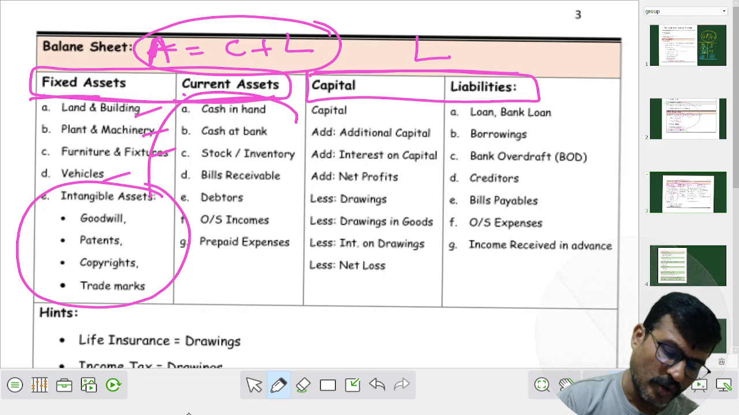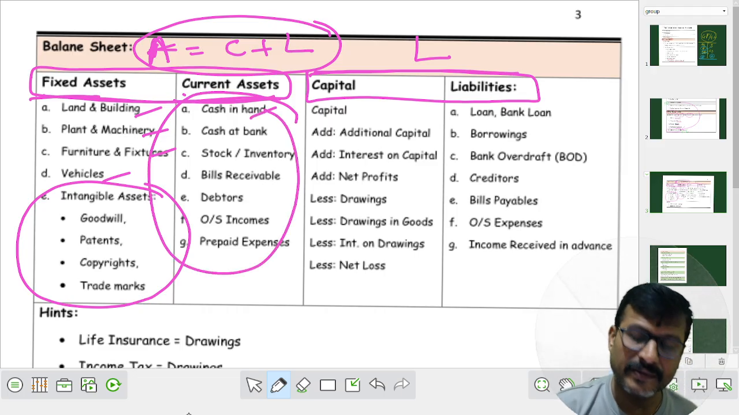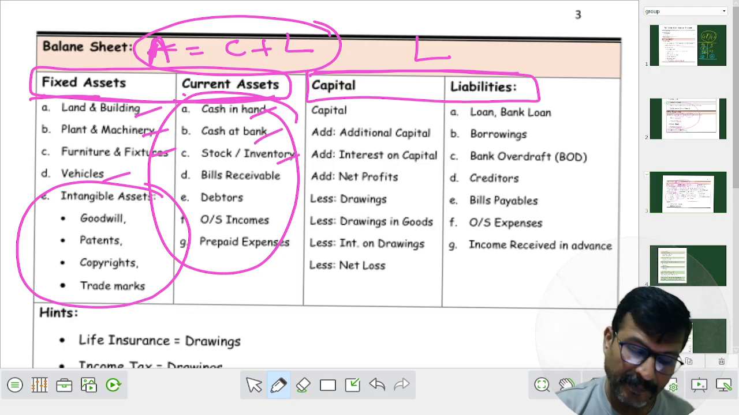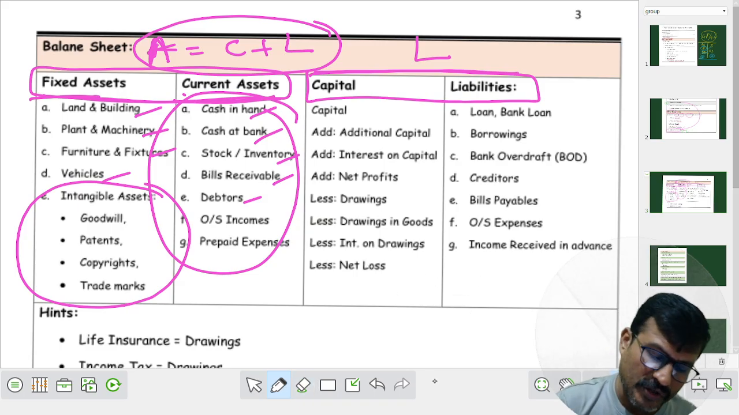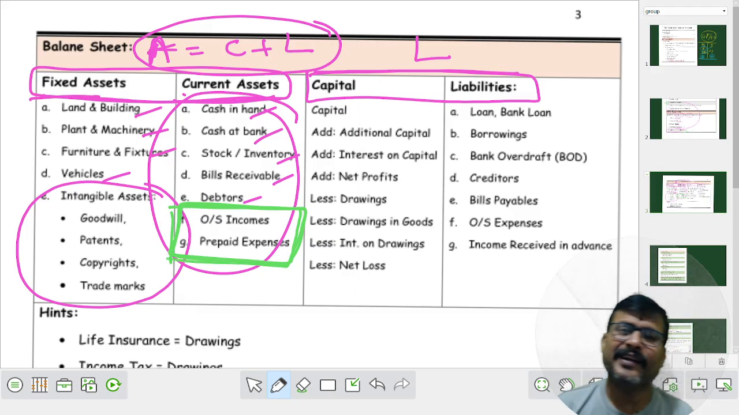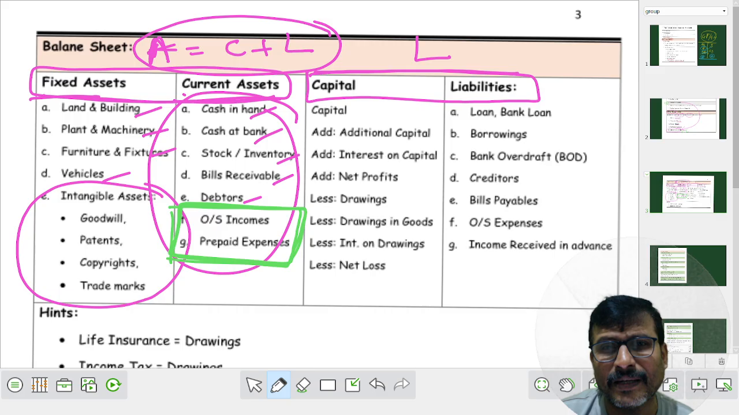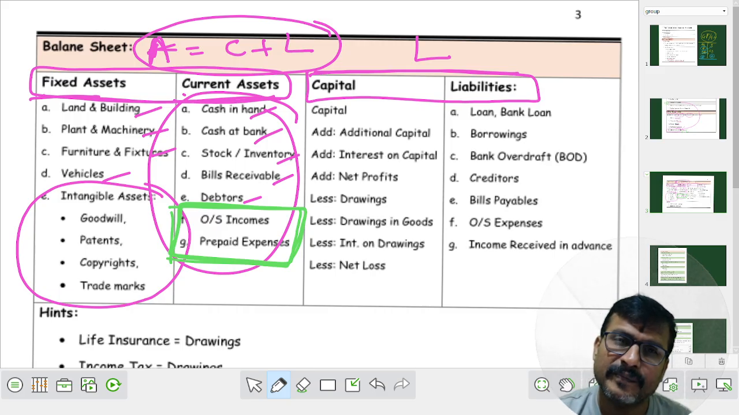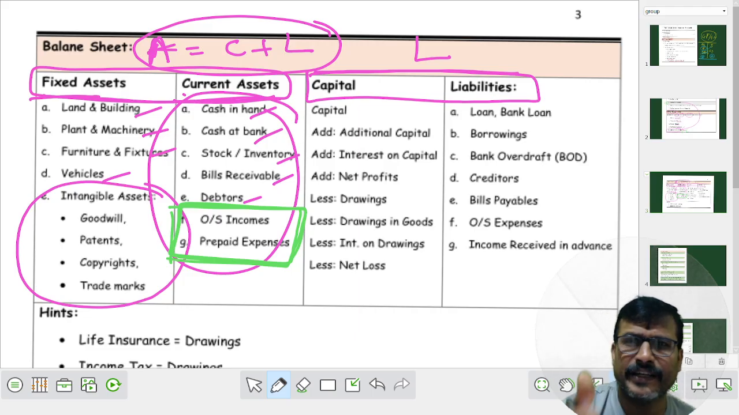Current assets include so many things: cash in hand, cash at bank, stock and stationery, bills receivable, debtors. Please remember two things, that is outstanding incomes and prepaid expenses. These two are very, very important current assets. Outstanding incomes, prepaid expenses. Did you understand whatever I am telling you? Please make a note of it. Assets include your fixed assets and current assets.